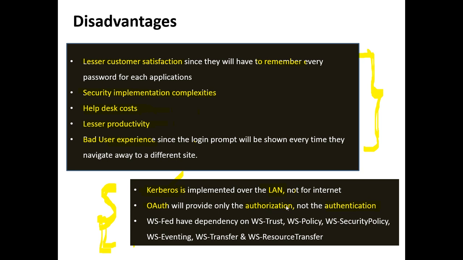That's pretty much enough about authentication and authorization. OAuth will provide only the authorization scheme; it will not come with an authentication scheme. The third technology we have is WS Federation. WS Federation has dependencies on many other components, which makes it very complex. If one of them fails, the entire WS Federation will fail. If one of them is made a paid service, the entire WS Federation also has to be made a paid service. These are the drawbacks of the existing solutions.